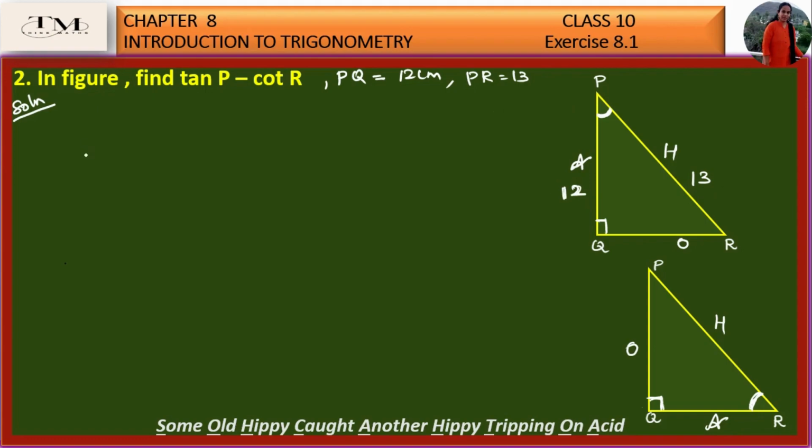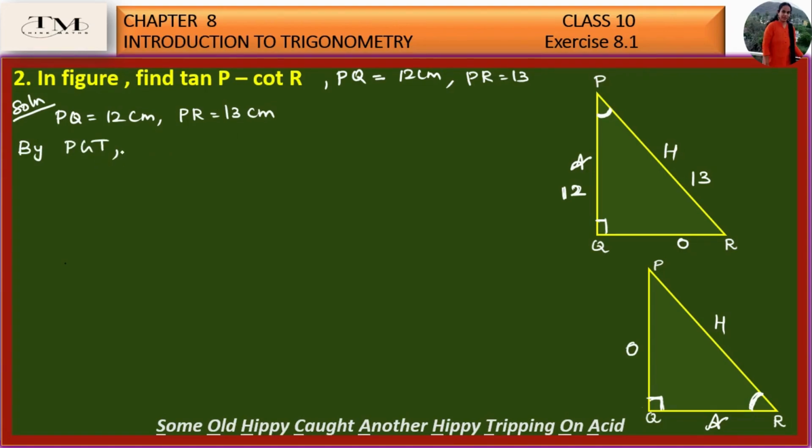Okay children? Now let us start the solution. What are the things given? PQ is equal to 12 centimeter. PR equal to 13 centimeter. Now we have to find out QR. So we are going to use Pythagoras theorem. What is the Pythagoras theorem?